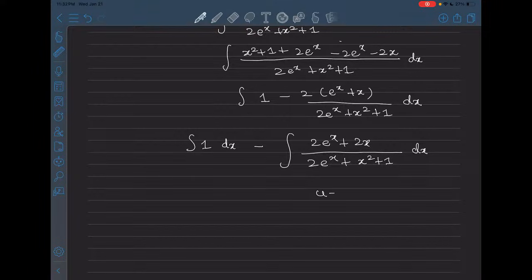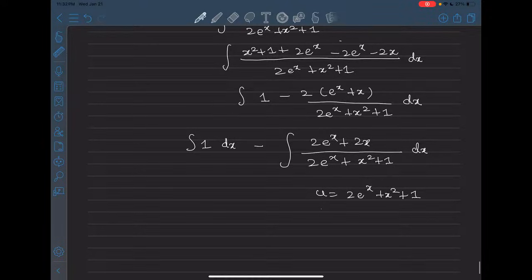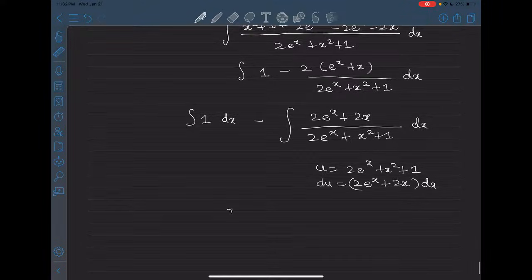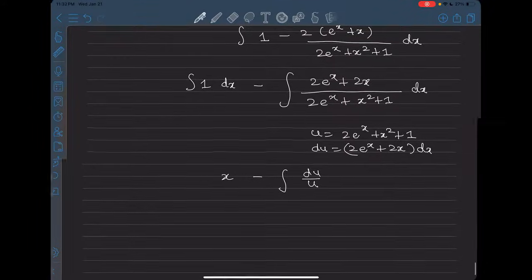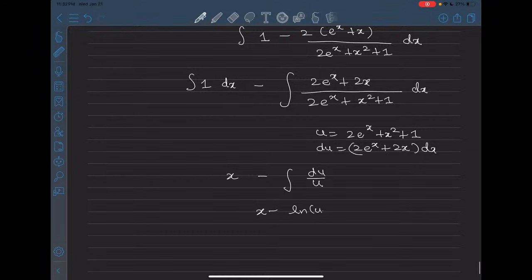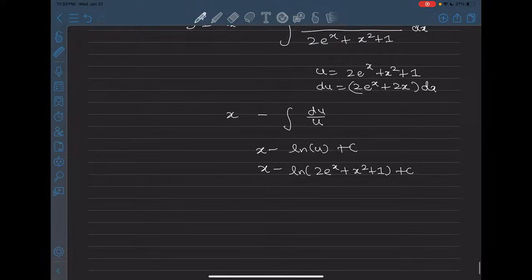Now if you let u as 2e to the power x plus x squared plus 1, anybody from class 12, maybe there are some guys, then du is (2e to the power x plus 2x) dx, right? So now this thing is just x minus the integral of du by u, right? So this is x minus ln of u plus c, and then u in this case is just 2e to the power x plus x squared plus 1, plus c, right?